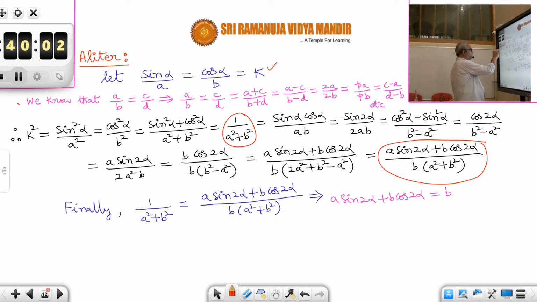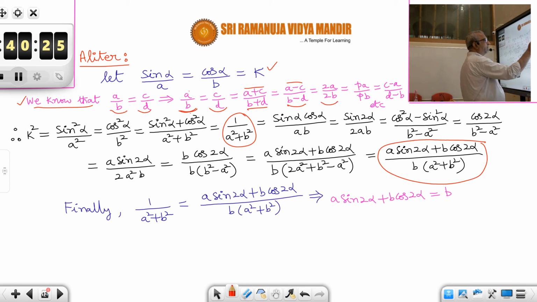Now, ratio and proportion, we know this. We know that a by b is equal to c by d implies a by b is equal to c by d is equal to a plus c by b plus d. You can add the numerators and denominators separately, or subtract: a minus c by b minus d. A by b you can multiply by 2, both numerator and denominator, 2a by 2b, or by any non-zero number p, pa by pb, or you can subtract like this also, c minus a by d minus b. All these are equal. This is from ratio and proportion.